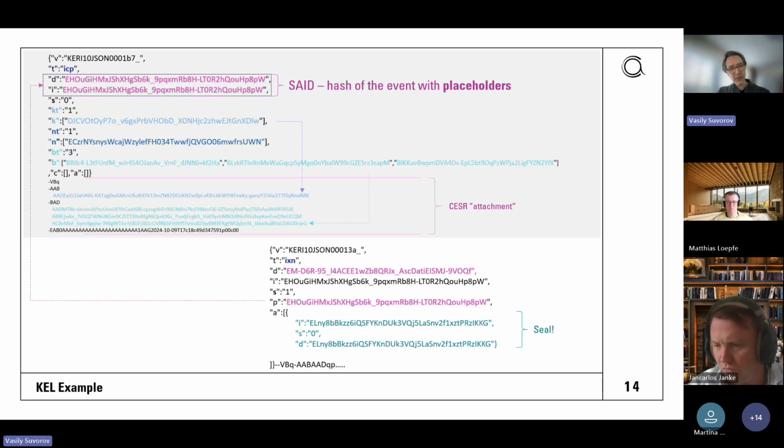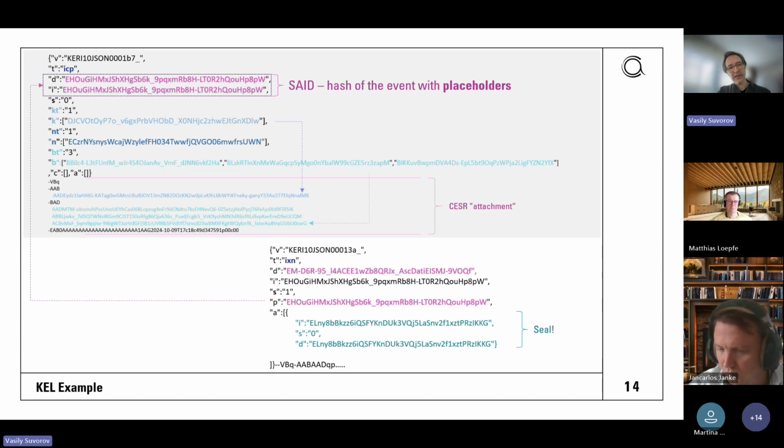Then you see there's a sequence number of the events. Then you see the number of keys. There's one, and this is the CESR encoding of the Ed25519 public key, right? Then you have your pre-rotated keys. There's one, in this case, one pre-rotated key, and it's a hash of the key. So it's not the key itself, but the hash. Therefore, it's quantum resistant.